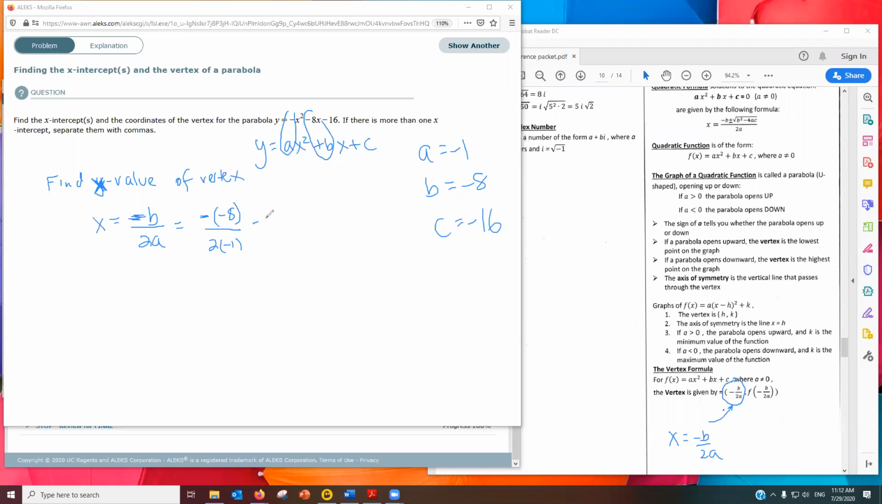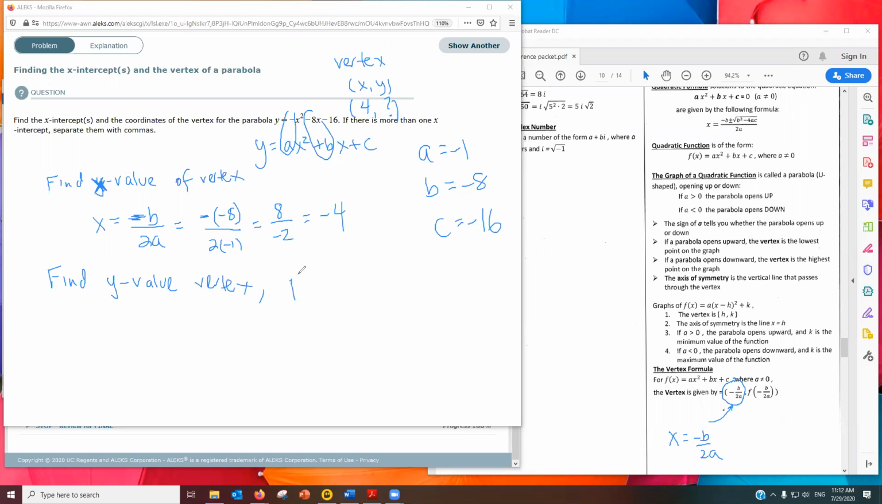All right, let me work this out. This is going to be positive 8 over negative 2, which is negative 4. So when it comes to the vertex, we're trying to find the xy value. We just found the x value is 4. We want to find the y value. So let's now find the y value of the vertex.